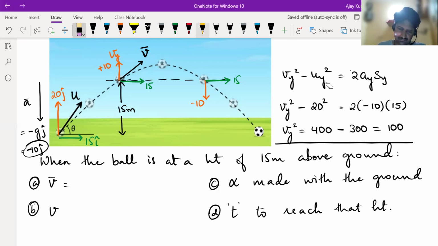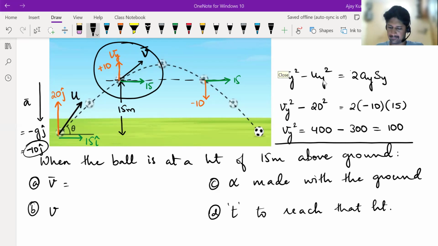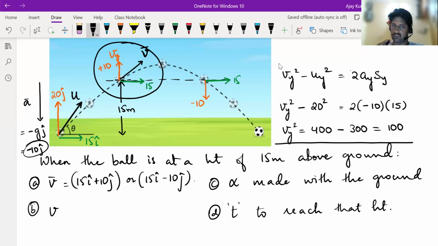Now, Pawan, you tell me, during ascent, we know its x component and y component now. Tell me the velocity, complete velocity. Sir, 15 i cap plus 10 j cap. 15 i cap plus 10 j cap. Correct. That's all. And it's also possible that its velocity is 15 i cap minus 10 j cap, because during descent also it will be at that height once. So both are correct answers.